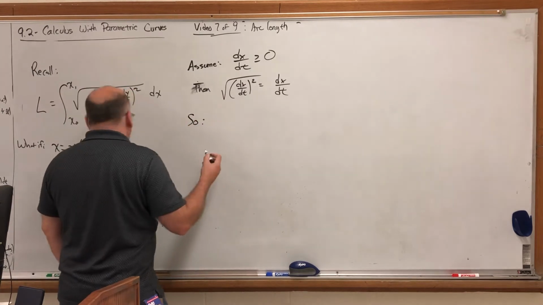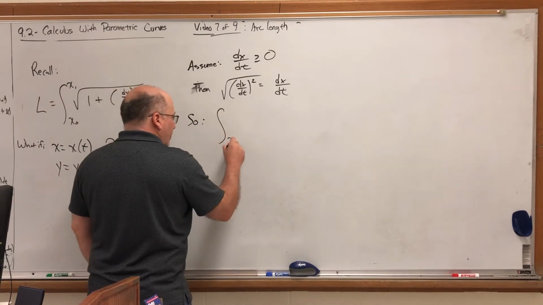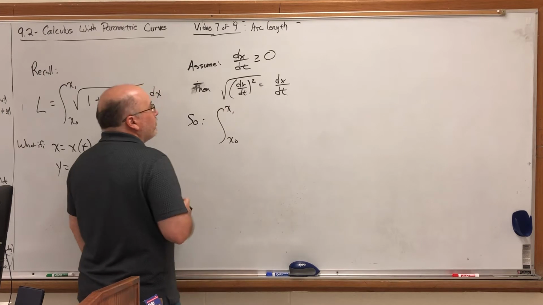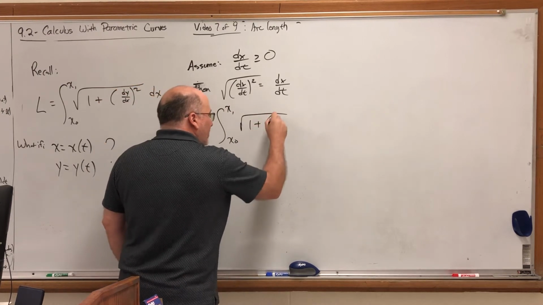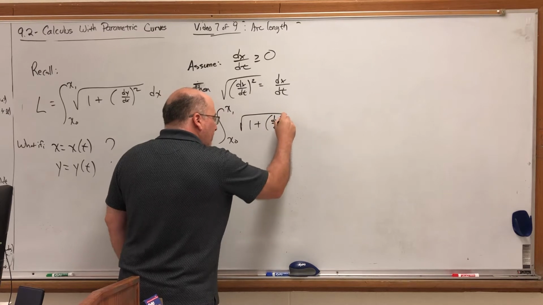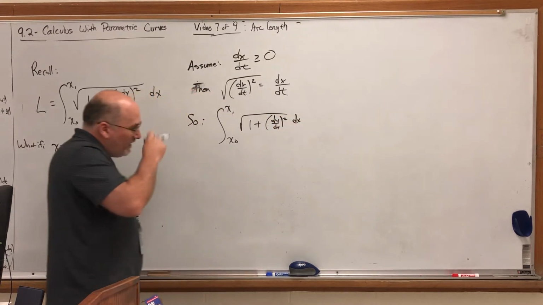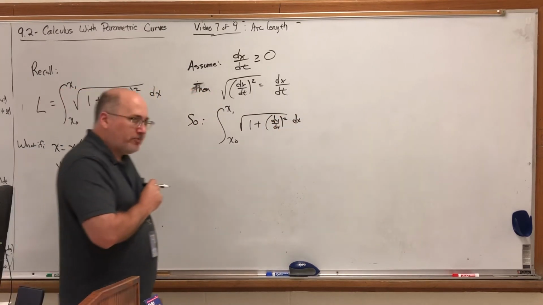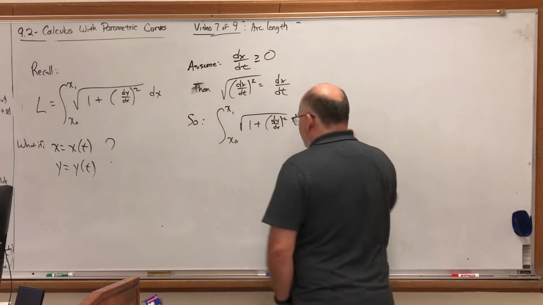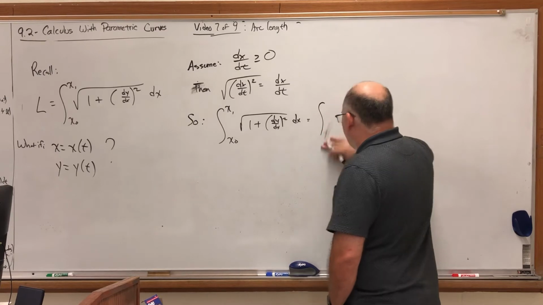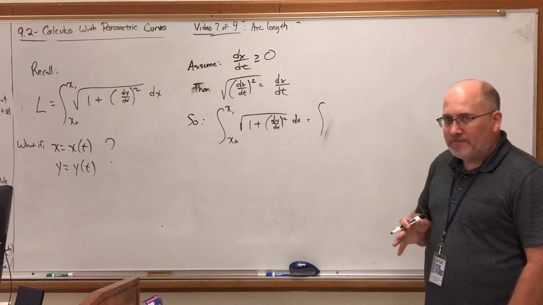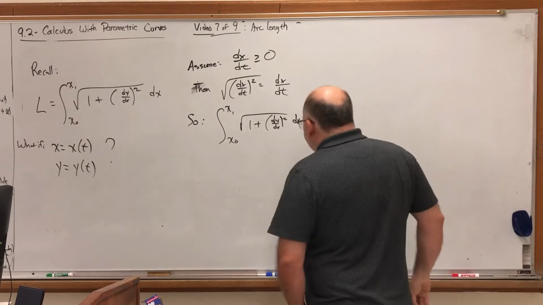Because that means that our integral, which is the integral of the square root of 1 plus (dy/dx) squared dx, I can make some substitutions. For example, I can change, and in fact, I'm about to put this in terms of t. So how can we do that?